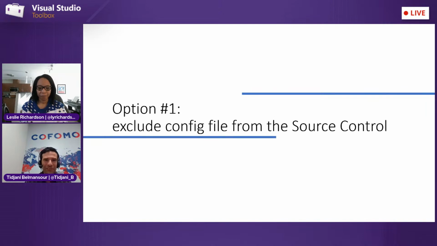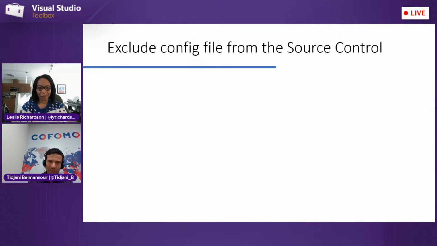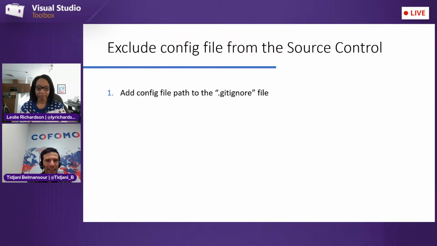So let's dive into each and every option we listed earlier. The first one is excluding the configuration file from the source control. How do we do it? Okay, so assuming that our code is under Git source control, you have to edit the .gitignore file and add the path to your configuration file into that .gitignore file.